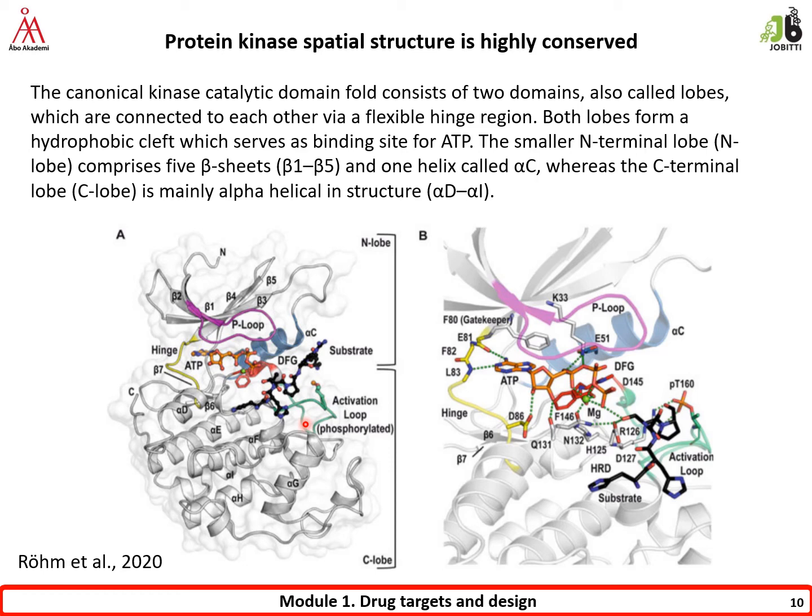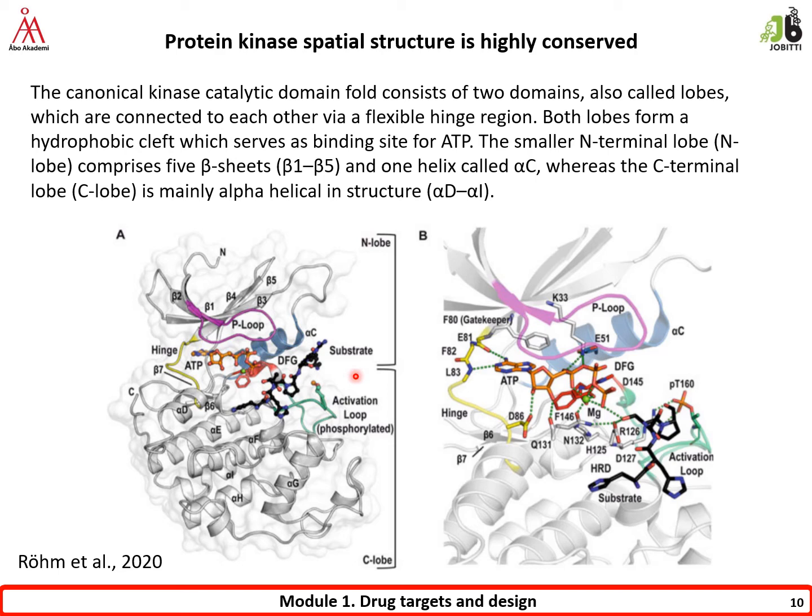A hallmark of the active kinase conformation is the accurate spatial arrangement of the conserved catalytic domain motifs for efficient catalysis. In the picture, you can see the architecture of the kinase catalytic domain. At the left is the conserved tertiary structure of a protein kinase exemplified by cyclin-dependent kinase 2, or CDK2. Catalytic active site of CDK2 in complex with ATP and a peptide substrate.